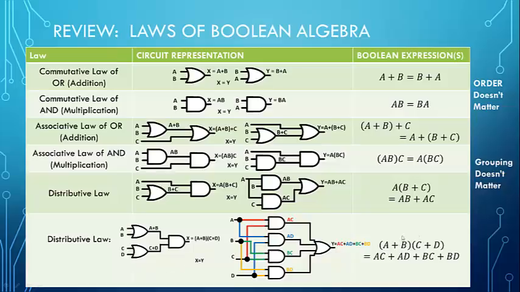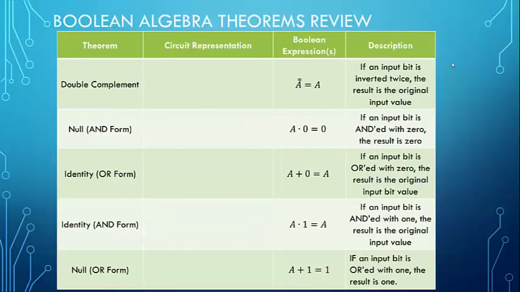A times c plus a times d plus b times c plus b times d. But the distributive laws also still apply in our Boolean algebra simplification. Some of the other laws, we have a double complement law that says if we invert something twice, we end up back where we started.